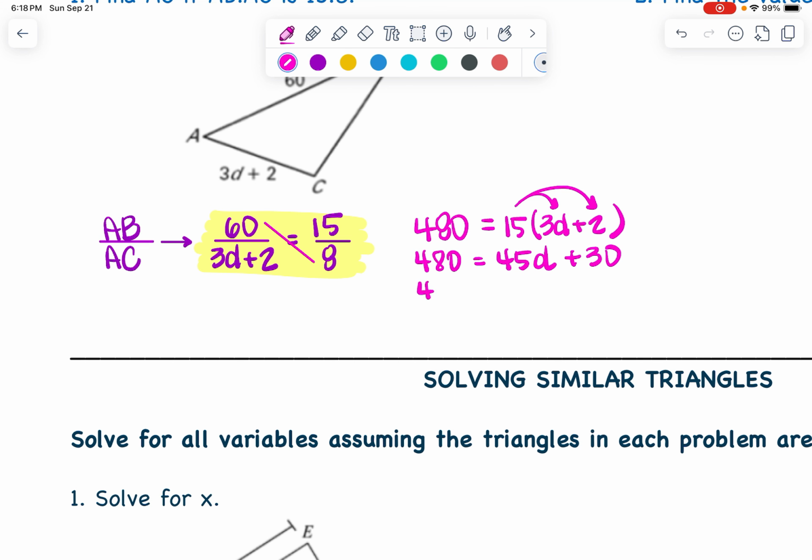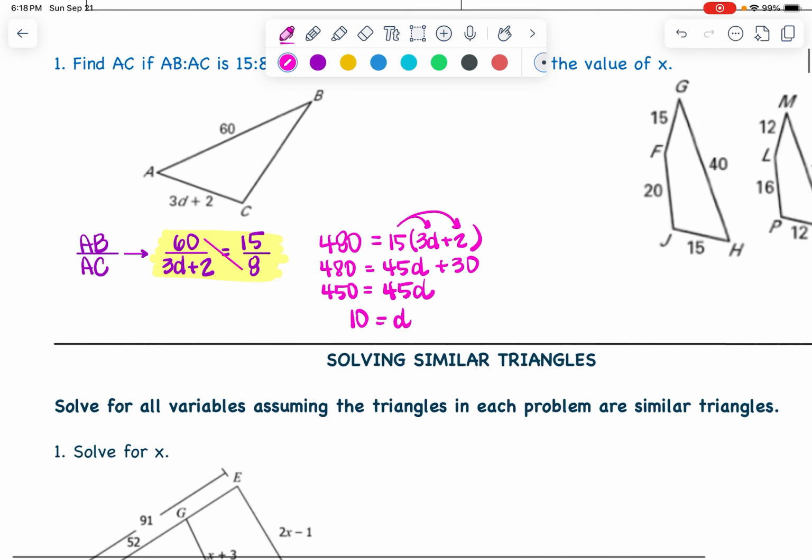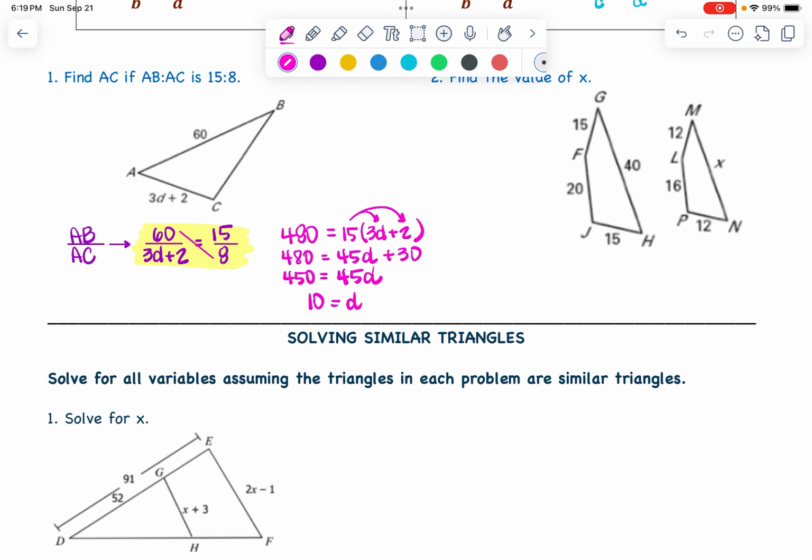So we're going to subtract the 30. And then we'll divide by 45. And that's going to give us D equals 10. Now, that's not my final answer, of course, because they wanted the length of AC. So we're going to take our D equals 10 and plug it in there. So 3 times 10 is 30 plus 2, so that's going to give us 32. If they were units, like inches or feet, we would definitely want to write those. But in this case, they didn't give us the units, so we'll just leave it as AC equals 32.